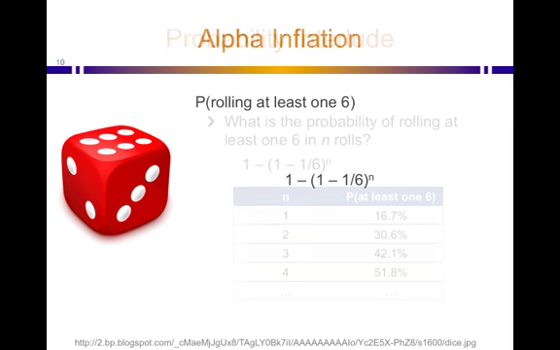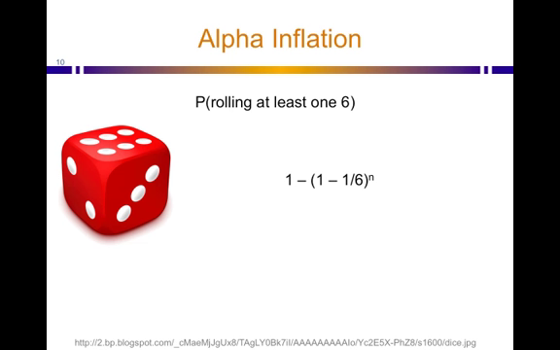So now, how does this relate back to alpha inflation? We've been talking about the probability of rolling at least one 6, and here's our equation that we've been using for it. Well, that's been an analogy for us to the probability of a type 1 error, or we would say probability of alpha, because that's the term we use for type 1 error. And this is a really critical analogy.